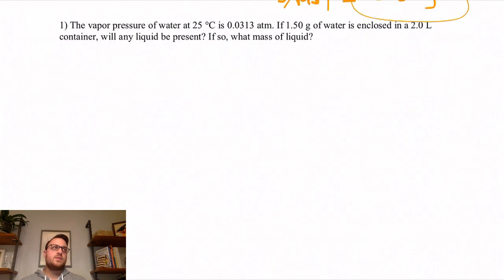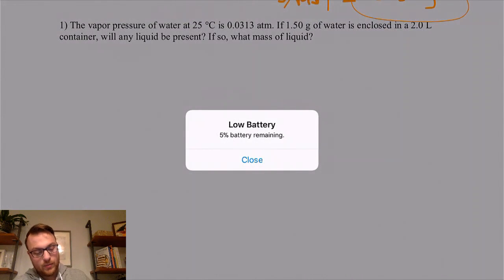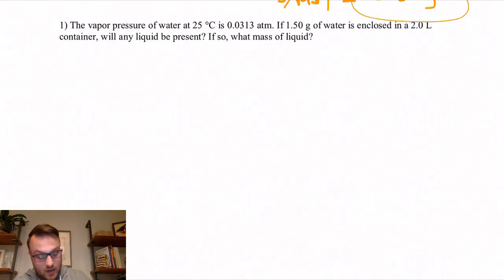5% remaining means I gotta go ahead and do this problem, or just plug my iPad in. Anyway, the vapor pressure of water at 25 degrees Celsius is 0.0313 atmospheres. If 1.5 grams of water is enclosed in a 2-liter container, will any liquid be present? If so, what mass of liquid?